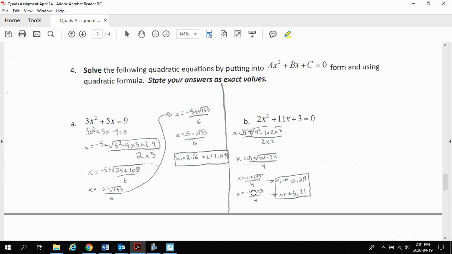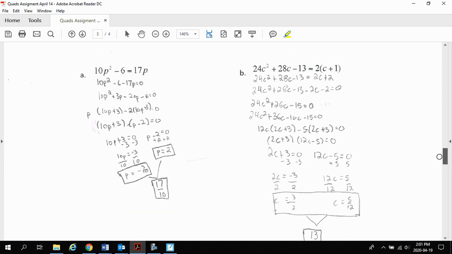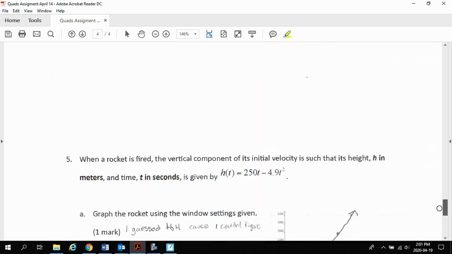-11 plus the square root of 97 divided by 4, -11 minus the square root of 97 divided by 4. So again, you got the quadratic formula. So if you can just do this last question by it as well and just send me those, that would be awesome. And just let me peek.